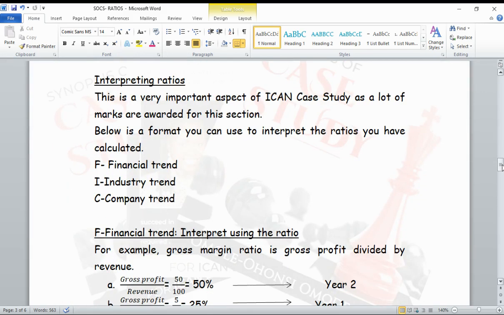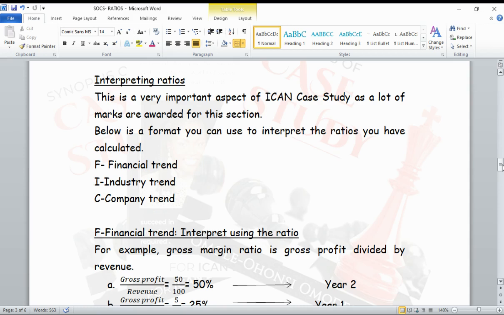Moving on, interpreting ratios. This is very, very important because this is where the bulk of marks are awarded. This is where your marks are really awarded. Because this part, there's 32 marks for this. Your financial statement analysis section covers 32 marks. It carries 32 marks of your entire 100 marks. So this is very, very important. And this is where students actually have a lot of confusion and struggle.